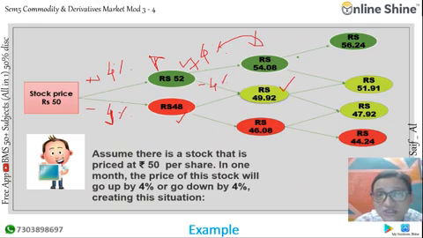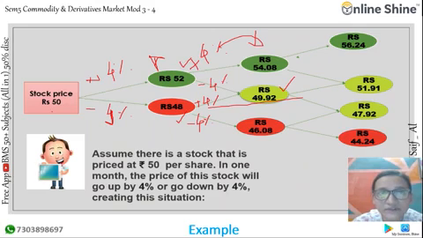In the case of the 48 rupees, it will first go upward. Every stock has two possibilities, that is upward and downward. So 48 plus 4% is 49.92. Now 48 minus 4% goes down. It means 46.08. So this is the first period.